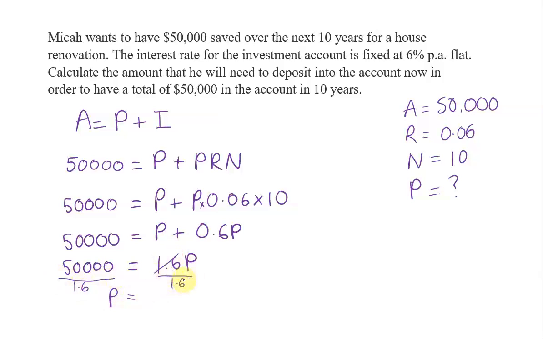On the right-hand side, 1.6 and 1.6 will cancel, and we're left with principal is equal to $50,000 divided by 1.6. Now, if we calculate that, 50,000 divided by 1.6 gives us $31,250. So if Micah wants to have $50,000 in his savings account in 10 years' time, with the 6% flat interest rate, he will need to invest $31,250 now to earn enough interest to have $50,000 in 10 years' time.